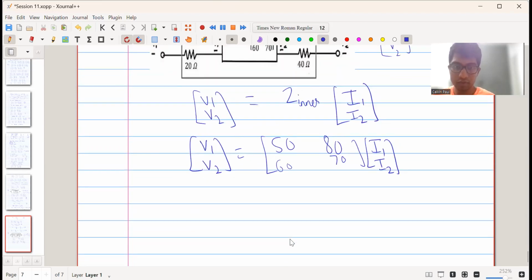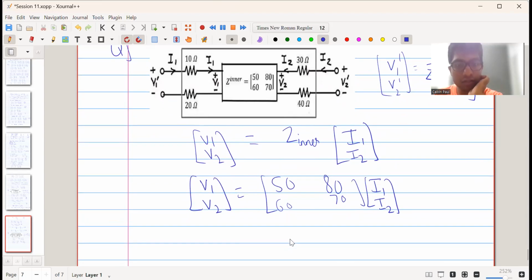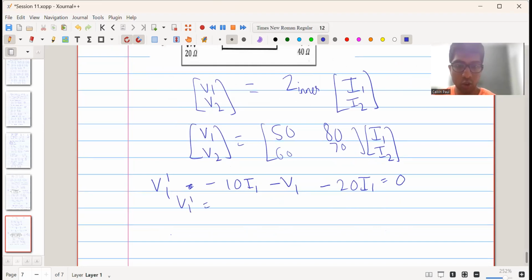Now we know that V1 prime, when we apply KVL here, we get V1 prime minus 10 I1 minus V1 minus 20 I1 is equal to 0. So we get V1 prime is equal to V1 plus 30 into I1. Alright? This is equation 1.